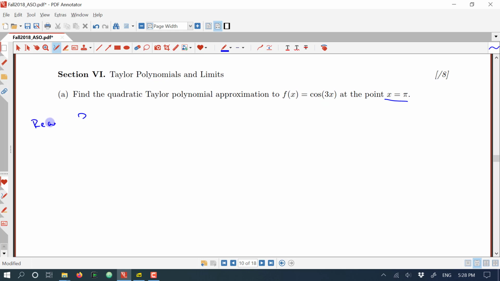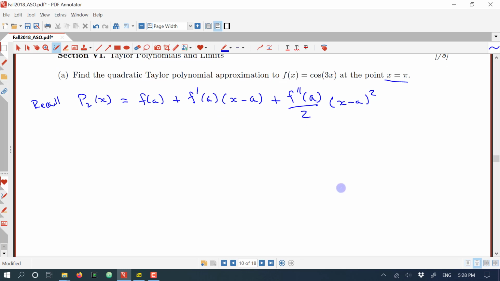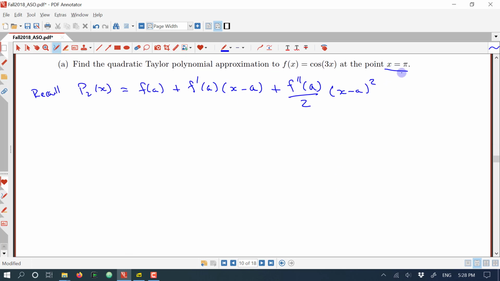And to do that, it helps to have the formula. In fact, it's essential to have the formula for a quadratic Taylor polynomial, which is f of a plus the slope f prime of a times x, but shifted by a, and then plus the second derivative over 2 times x minus a all squared. So that's our quadratic. Notice the x's only appear in the linear and quadratic terms here. Everything else is fixed at the point pi.